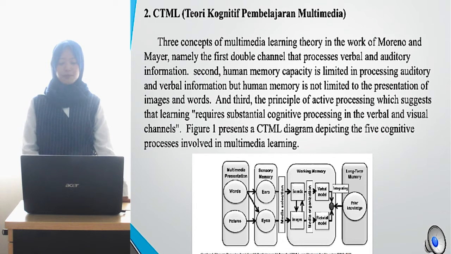In the image below, a CTML diagram depicts the five cognitive processes involved in multimedia learning. The image includes selecting words from the multimedia presentation in working memory, selecting images from the multimedia presentation in working memory, organizing selected words into a verbal representation in working memory, organizing the selected images into an image representation.